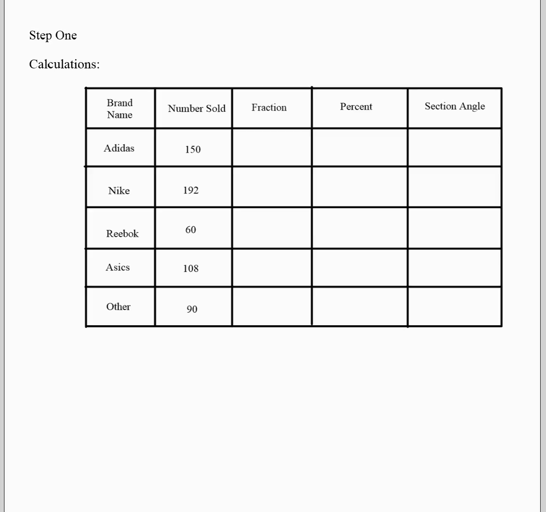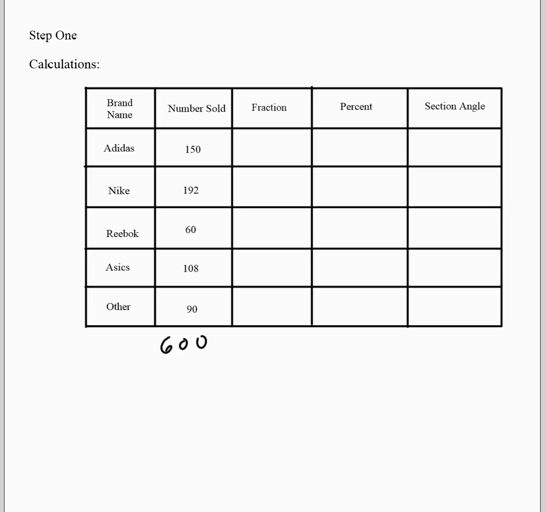Now, the first thing that you have to do when using a tally chart is to think about what the whole is. And to do that, you're going to add up the Adidas shoes, plus the Nike shoes, plus the Reebok shoes, plus the Asics, and the other. And you're going to get a total of 600. And that's really important. So the first thing you have to know is what the whole is.